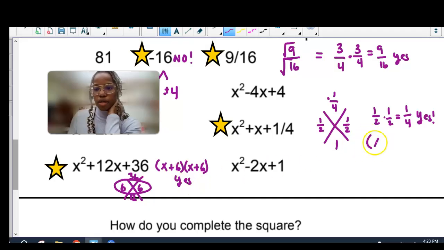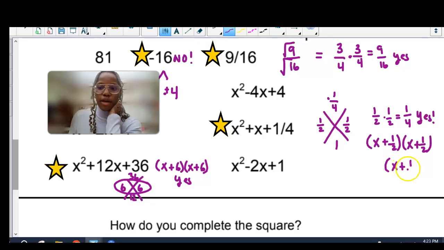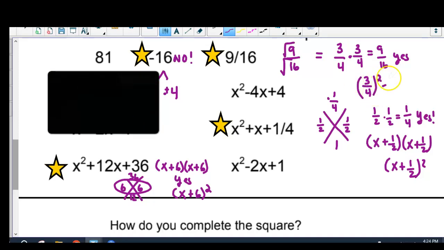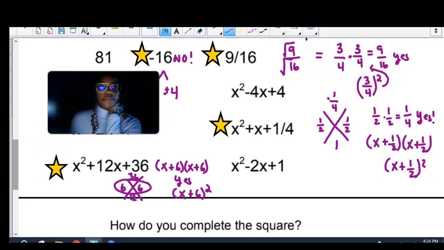And then this can be rewritten as x plus 1/2 times x plus 1/2. Because it's the same thing, you just rewrite it as x plus 1/2 squared. This is the same thing, so you think of it as x plus 6 squared. Same thing here, you just rewrite this as 3/4 squared. And that's the expanded version.